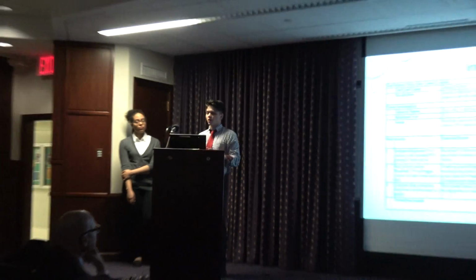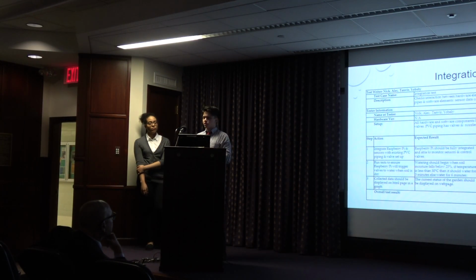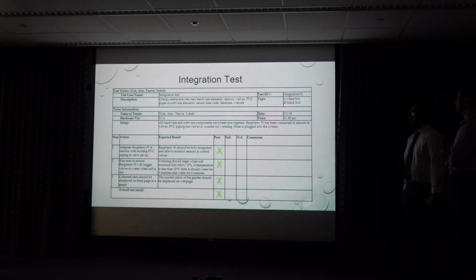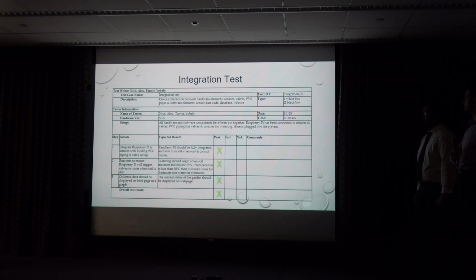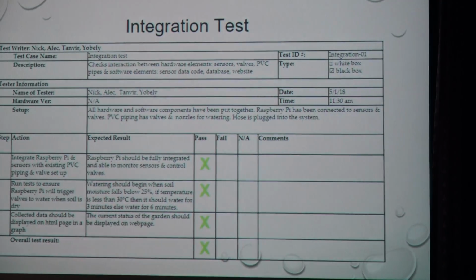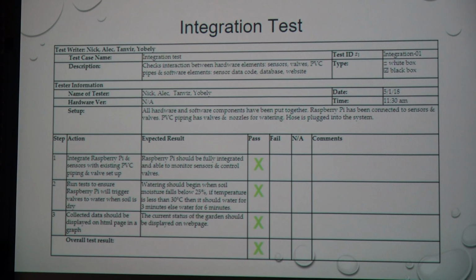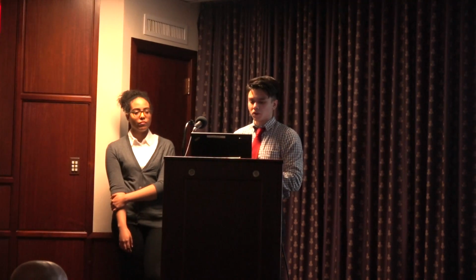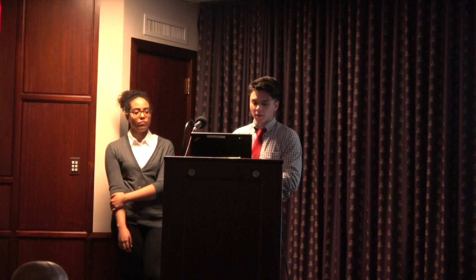So moving on to the integration tests, this is just checking the interaction between all the elements, the hardware and the software, so that includes the sensors, the valves, the PVC pipes, and the software elements: the AWS server, the MongoDB, and the Node.js server. First we integrated the Pi and the sensors with the existing PVC pipes that we had, and that went well. It was fully integrated and we had no problems with that.